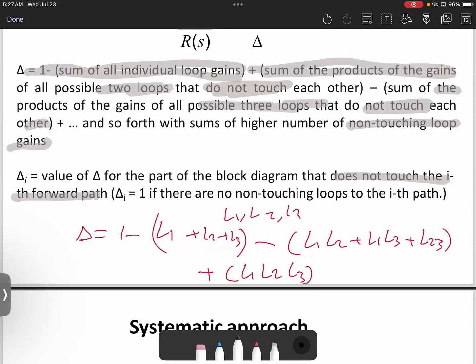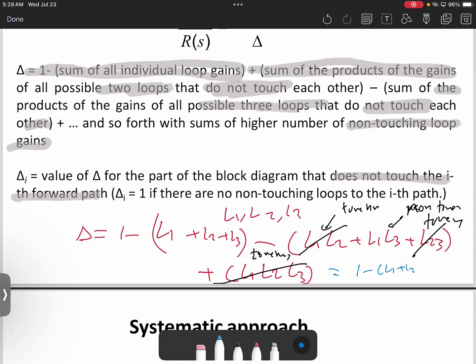You need to observe whether L1 and L2 are touching. If they are touching, remove it. If non-touching, keep it. Then L1, L3: if we assume L1 and L2 are touching, and L2 and L3 are touching, this one will be 0. I would say touching terms are 0s. Any touching loops will be eliminated. Therefore, the overall delta will be 1 minus L1 plus L2 plus L3 minus L1L3, and that's it.